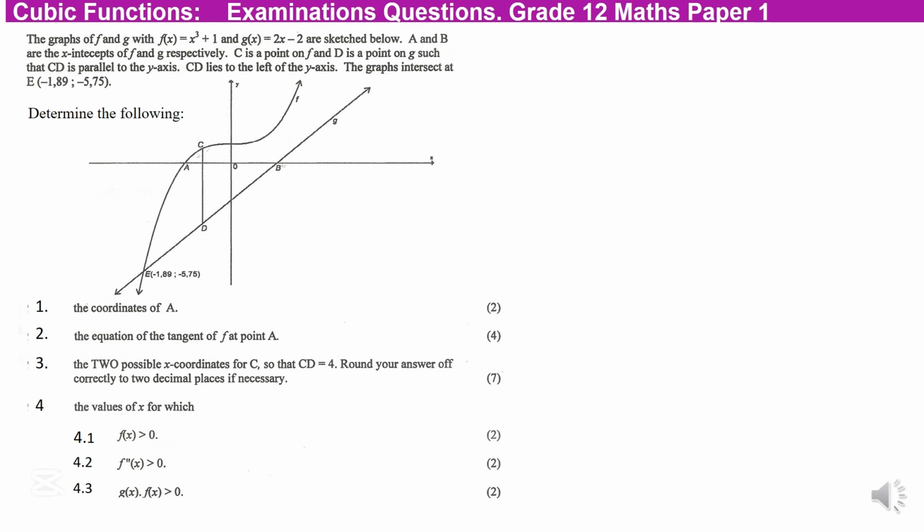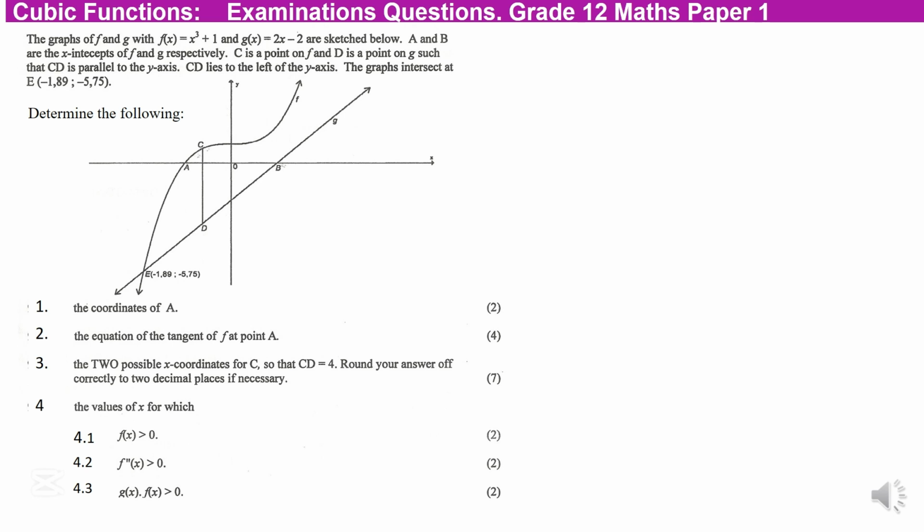Now, let's have a look here. The graphs of f and g are given. f of x is equal to x cubed plus 1 and g of x is equal to 2x minus 2. A and B are the x-intercepts of f and g respectively. C is a point on f and D is a point on g such that CD is parallel to the y-axis. CD lies to the left of the y-axis and the graphs intersect at point E.